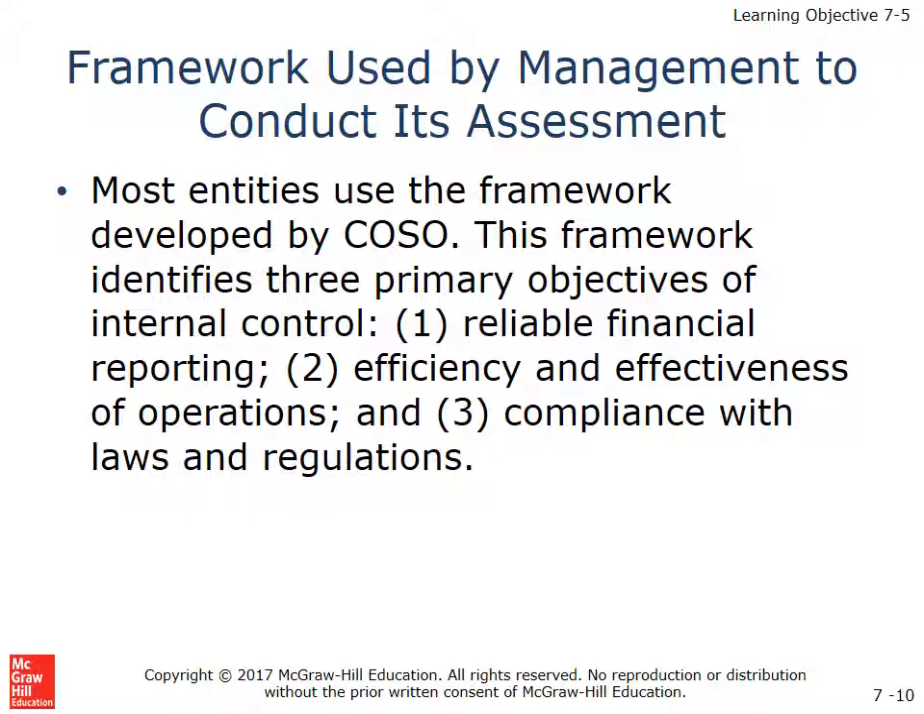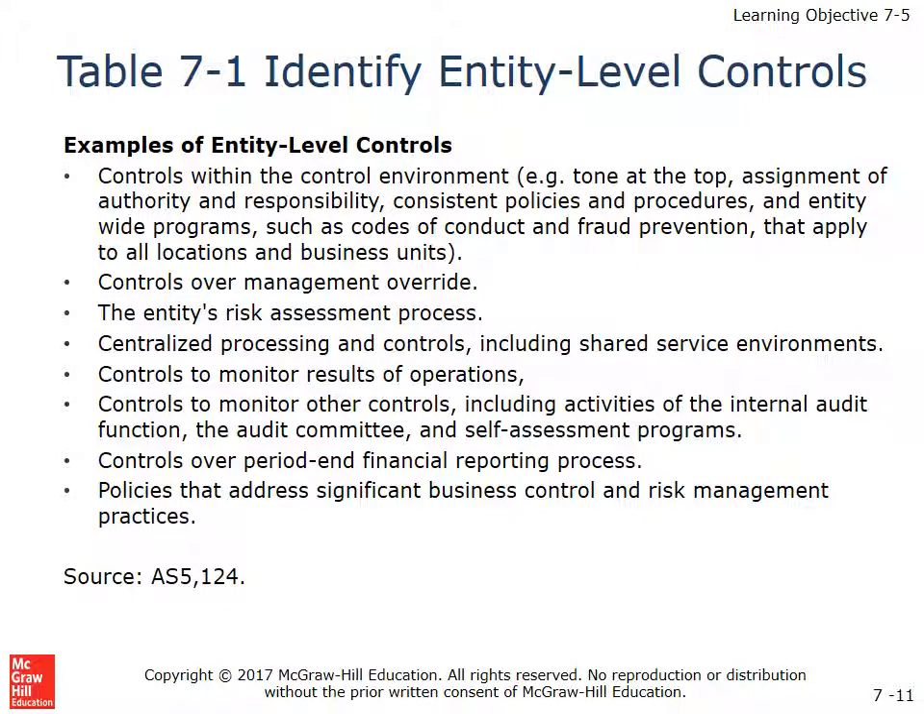Now, COSO, the framework that is used by management. So this framework identifies three primary objectives of internal control. So when they're developing and designing their internal controls, they're like, why are we doing it? To provide reliable financial reporting, to have efficiency and effectiveness in our operations, and to be in compliance with laws and regulations. So that's always what they're looking back to as they develop that internal control. So we talked about this, examples of entity level controls that are created based on that information from COSO.